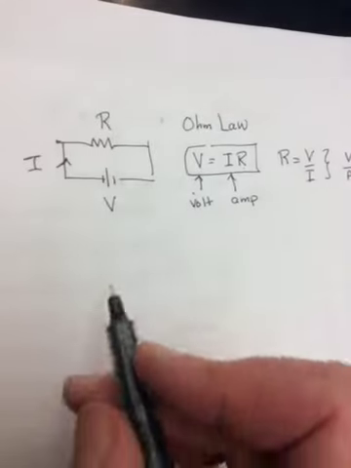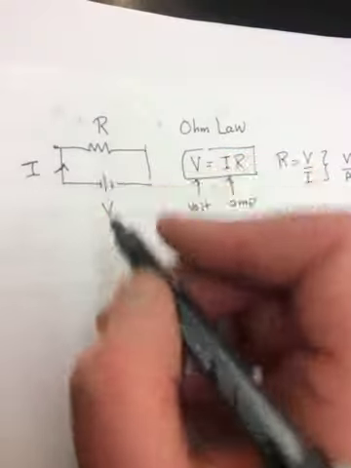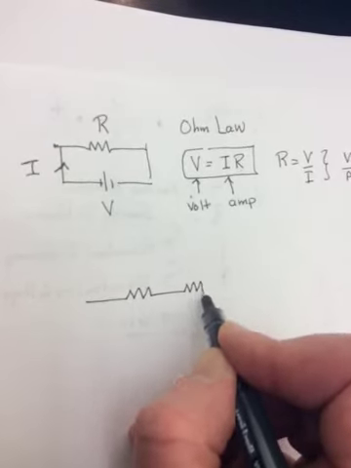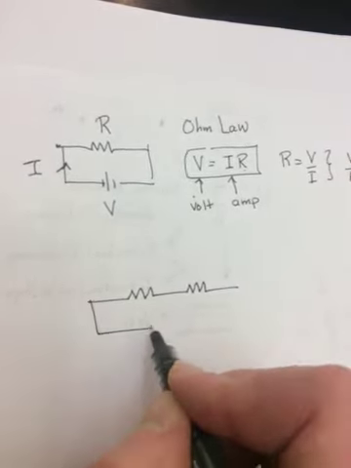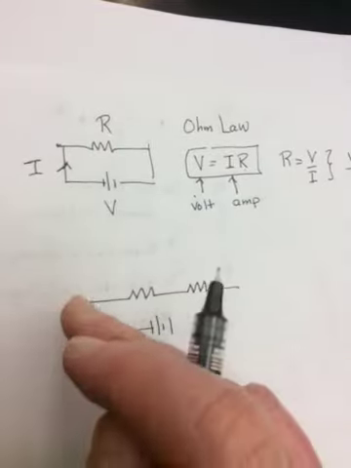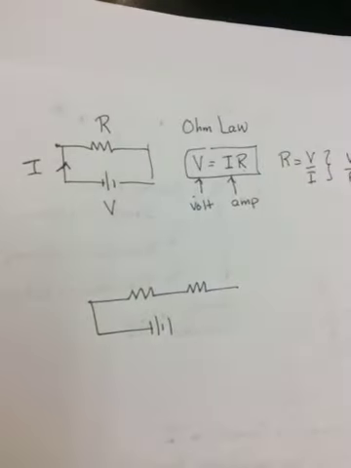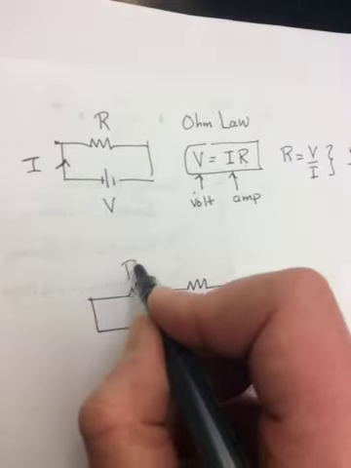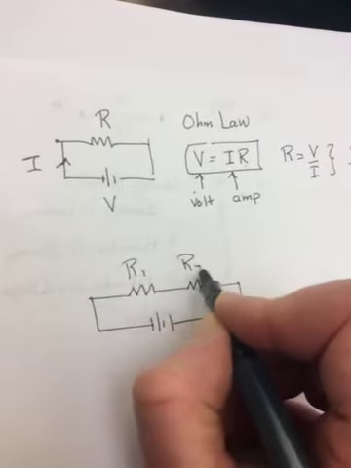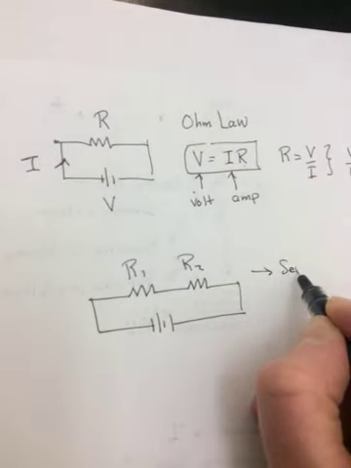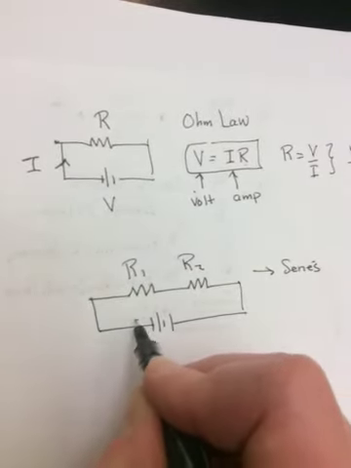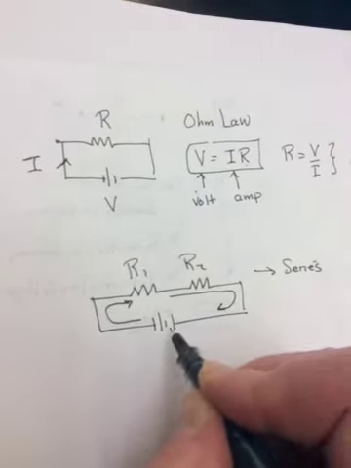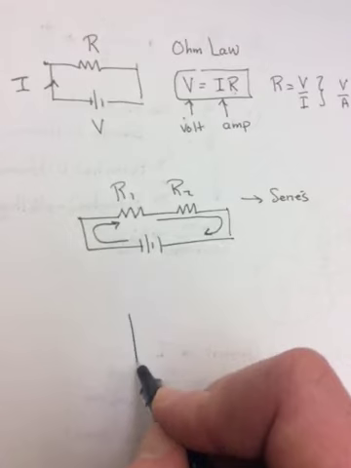Now the one last thing would be, most circuits don't just have one resistor. Most circuits have more than one resistor connected together. So like in your house, you might have all of your electrical outlets on the same circuit. Okay, if they're connected like this, it's called a series circuit. And in a series circuit, all of the current flows through the first one, all of the current flows through the second one, and back to the battery.